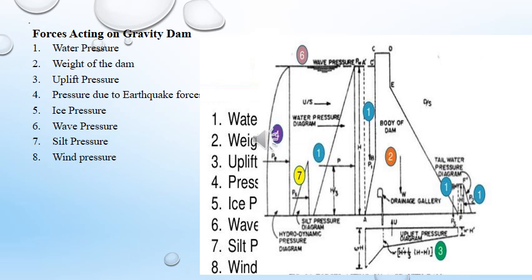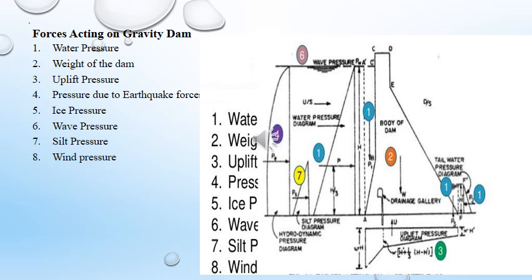And the pressure due to the earthquake forces. So, this is the earthquake force, this is the hydrodynamic force, and this is the variation of this hydrodynamic force, number 4, and it will also give some disturbing forces, because the moment about the toe will be clockwise. Ice pressure and wave pressure will be acting at the water surface.